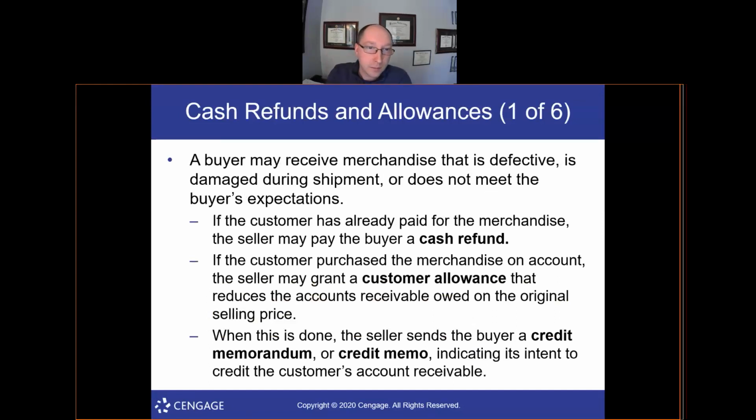Okay. Cash refunds. Oh man, I really don't like having to do that. Sometimes a customer comes in and says, hey, you know what? This is broken, it got damaged during shipment. I don't like it. It doesn't fit, whatever, right? So if the merchandise is in good condition and I can resell it, I'll give the customer a cash refund.